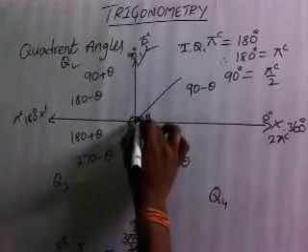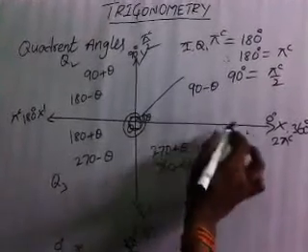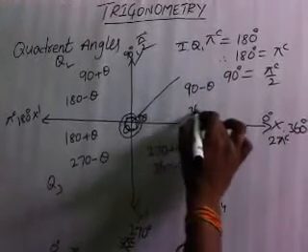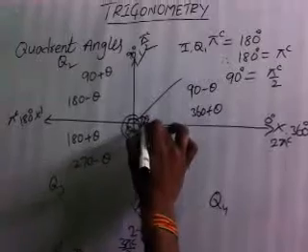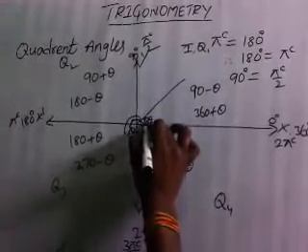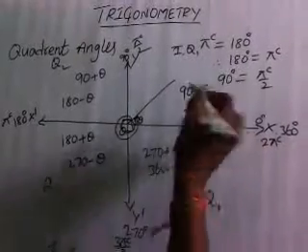If you complete one rotation, that is 360 degrees, then you enter into the first quadrant again. So we are crossing the first quadrant and entering again into the first quadrant. That angle is above 360. After completion of one revolution, again we enter into the first quadrant. That angle is above 360, that's why 360 plus theta.